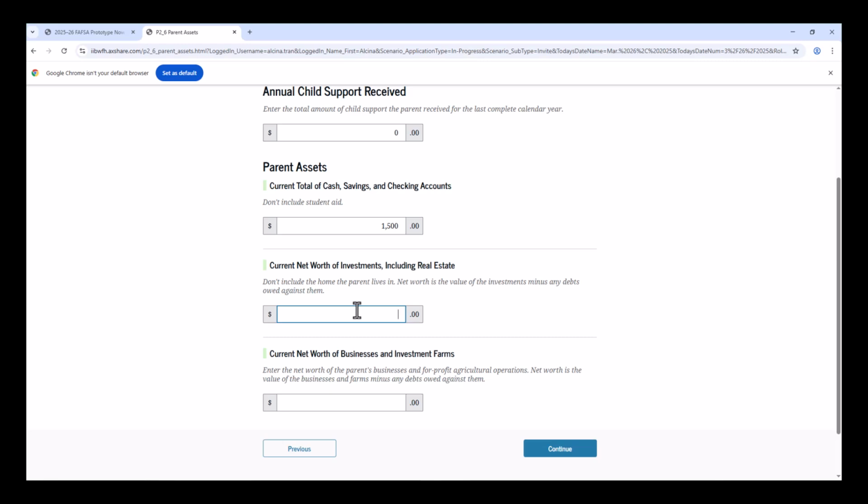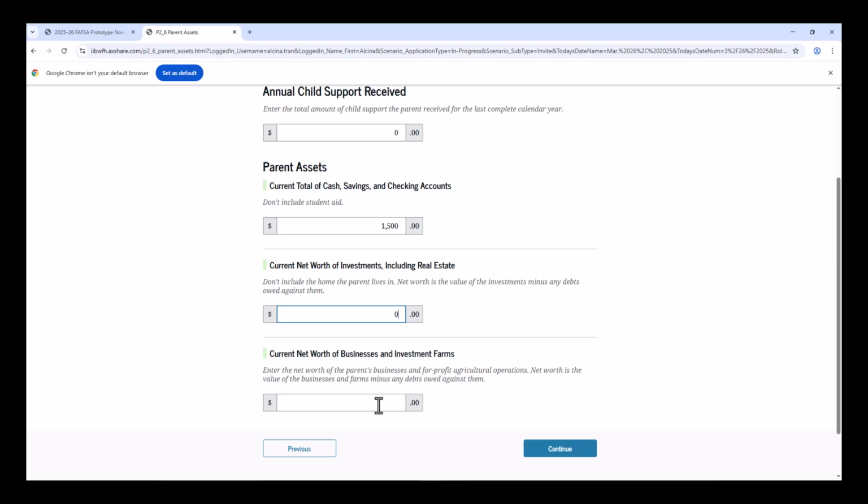However, you will only enter the amount for the student that you are completing the FAFSA for. If you have multiple children and you have college saving plans on all of them, you don't have to worry about putting in your other children's amounts, just for the student that you are completing the FAFSA form for. If you don't have any investments, you'll enter in 0 and continue on to the last question, which is current net worth of businesses and investment farms.